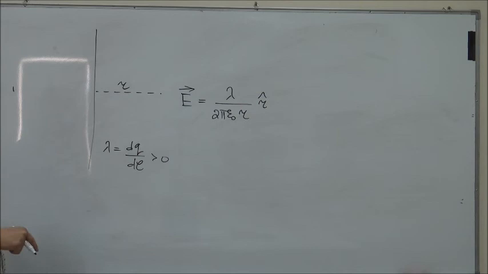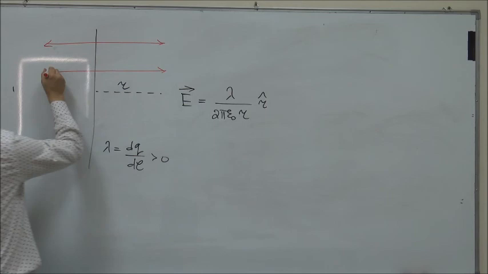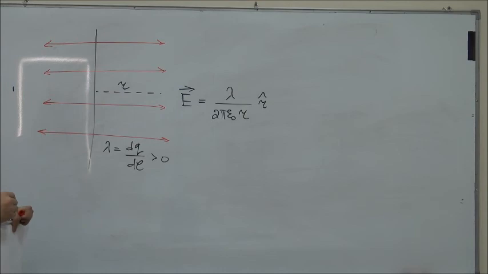Now, if you are to draw the electric field lines, they would look like this. This is again a two-dimensional picture, but in 3D, you should imagine that these electric field lines are pointing in all directions, but on a 2D plane, this is how it looks like.